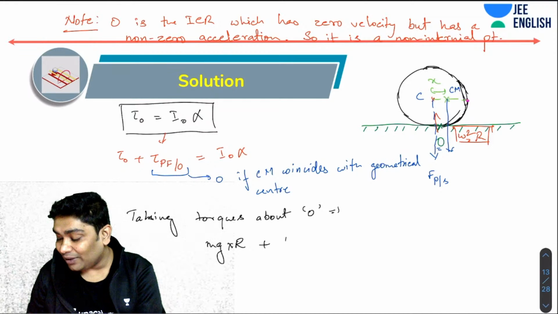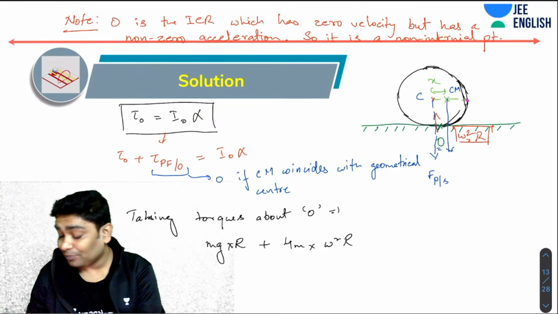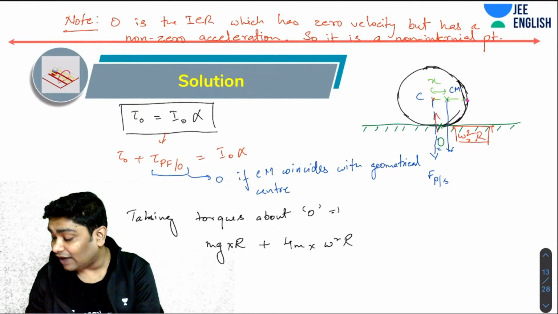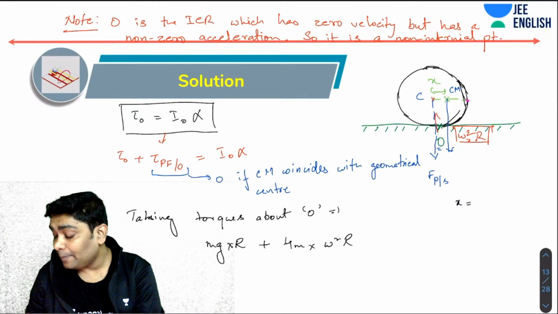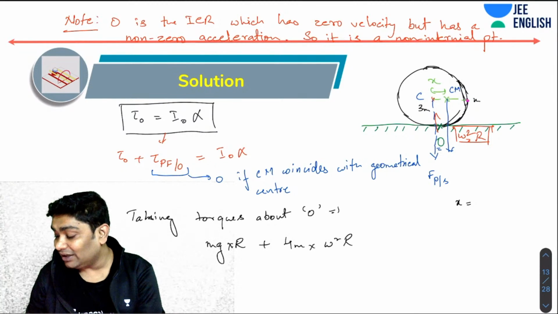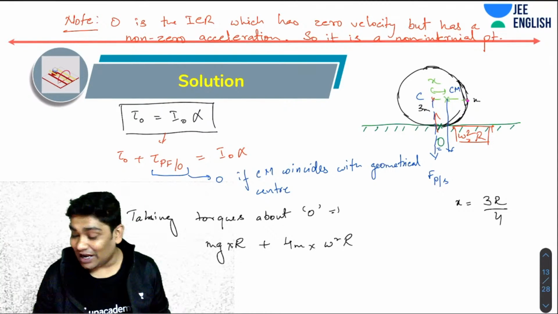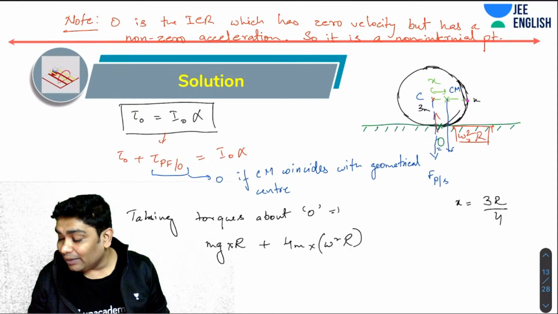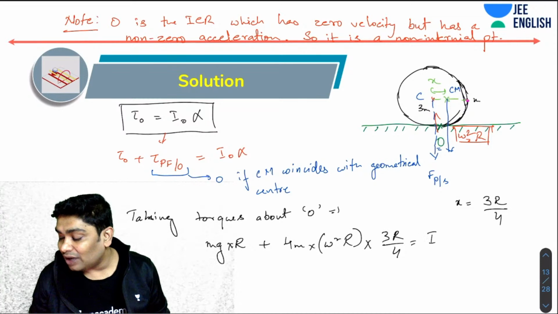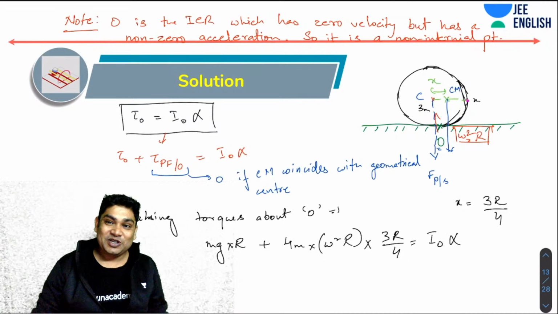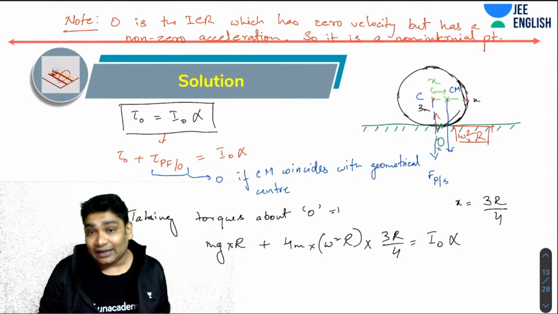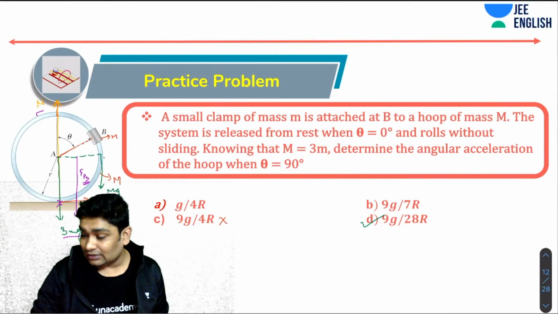So m is 4m of the cm into acceleration was omega square times r. Okay, and the distance at which it would have acted, x, would have been, because this was 3m, this was m, so x would have been 3r by 4. Correct. So I would have applied m times a times 3r by 4, and this should have been equal to I about O times alpha. So from here now I can find alpha, and when you do that, you will get this answer.